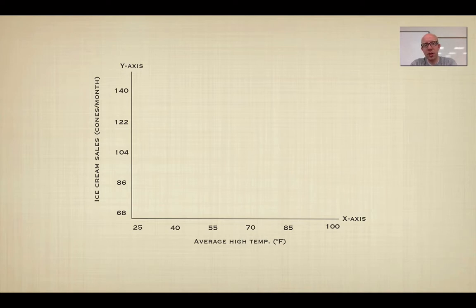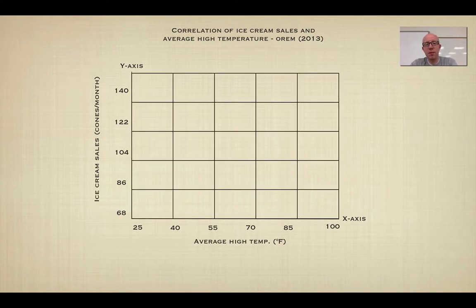Then we'd also need to figure out a good title. And so here's a good descriptive title. This would be the correlation of ice cream sales and the average high temperature in Orem in a given year, whatever it may be. And then next we make our grid.